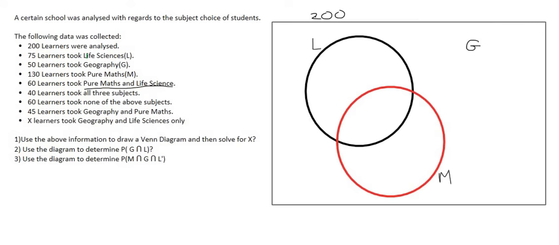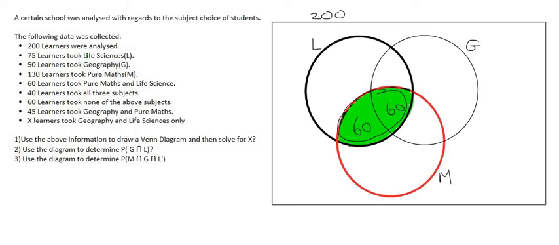And so they've told us that that overlap is 60, right? Because they said 60 people take pure maths and life sciences. But now we're still stuck, because we can't put 60 here. We can't put 60 there. That total is going to be 60. So keep that in mind for later.